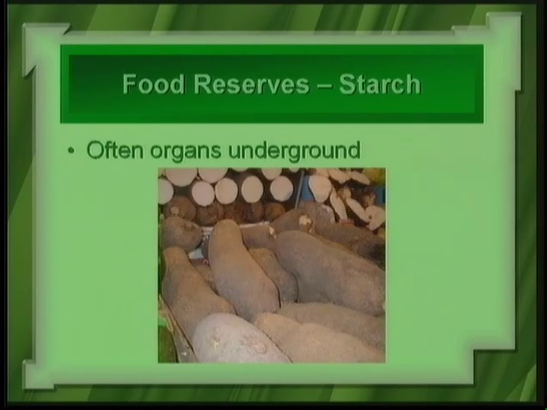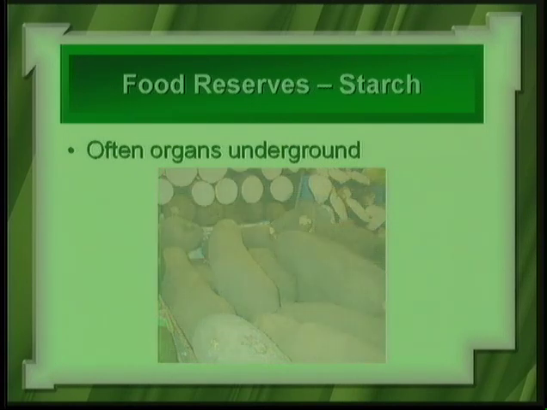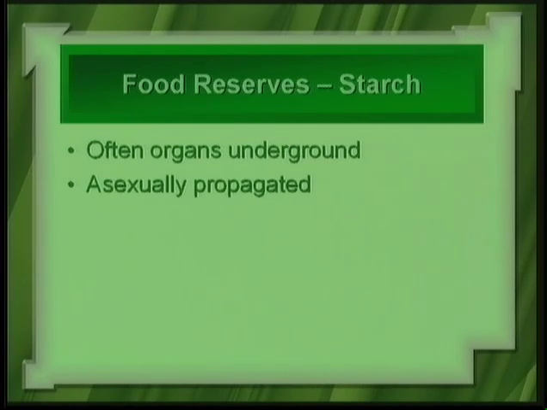You also have other kinds of storage roots, such as this, which I believe is a yam. Look how huge they are. This is a storage root. The rutabaga you saw earlier is a root, and these yam roots are also storage organs. These food reserves are very starchy oftentimes. Another function of these organs can be asexual propagation.